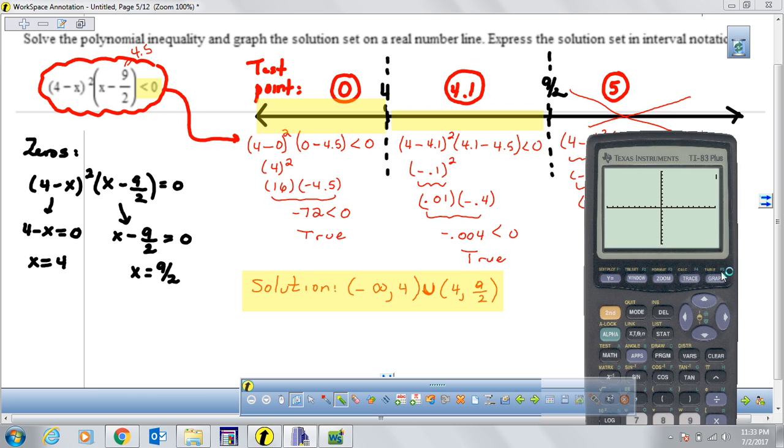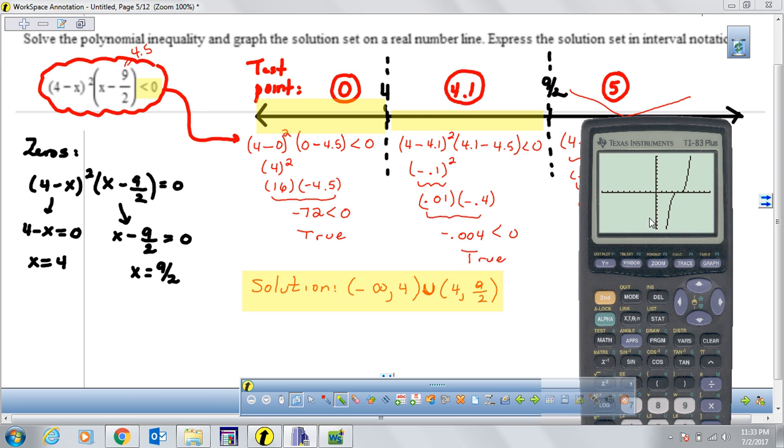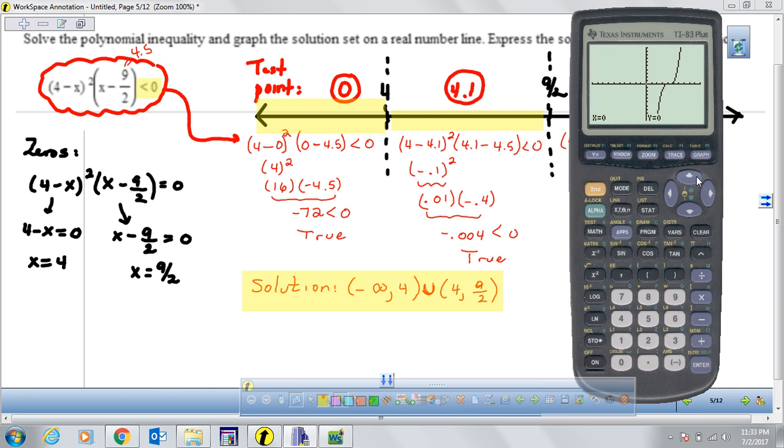You will see that the graph is below the x-axis, anywhere from negative, well, let me zoom in that little section for you so you can see it more closely. I'm going to zoom in this little section, so you can see just that little section here. Let's see if we can see it better.